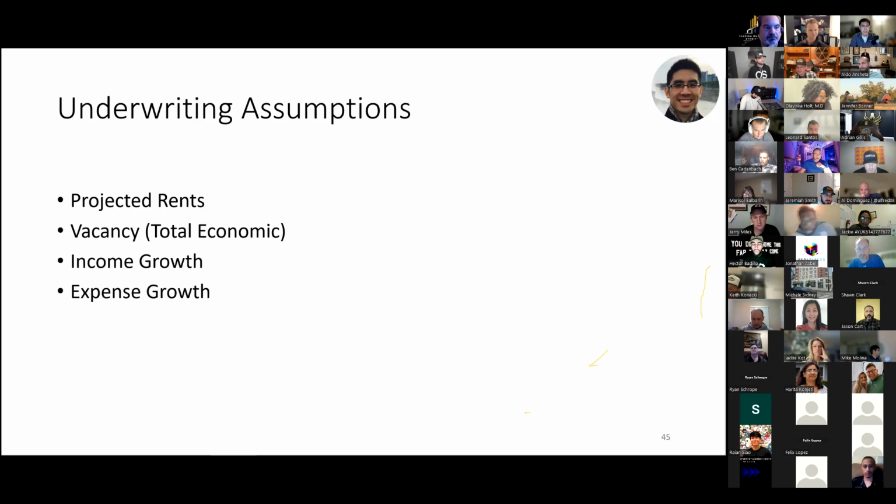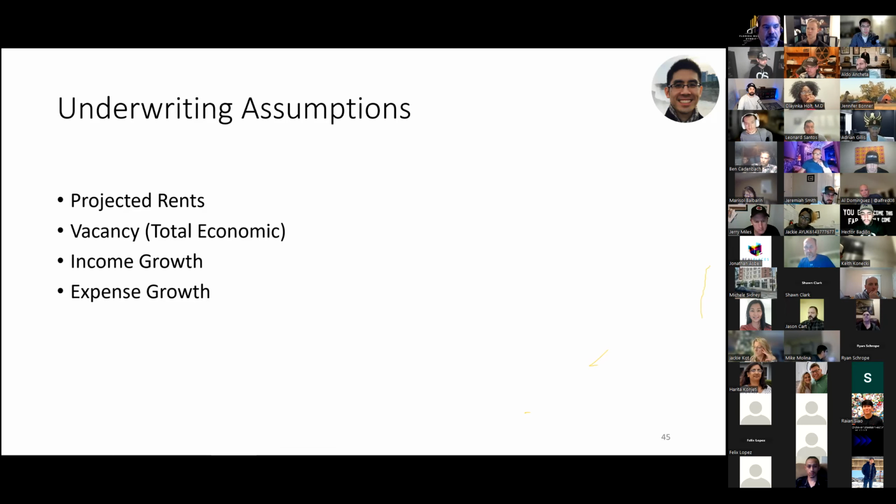Next one, your income growth and your expense growth. Conservative underwriting would be to have them be equal. So your income growth and expense growth will rise at the same amount. So that means year on year, assuming your property is stabilized, your income will increase, say 3%, and your expenses will also increase by 3%. Your rents are going to increase steadily, but your expenses like taxes and insurance are also going to increase.